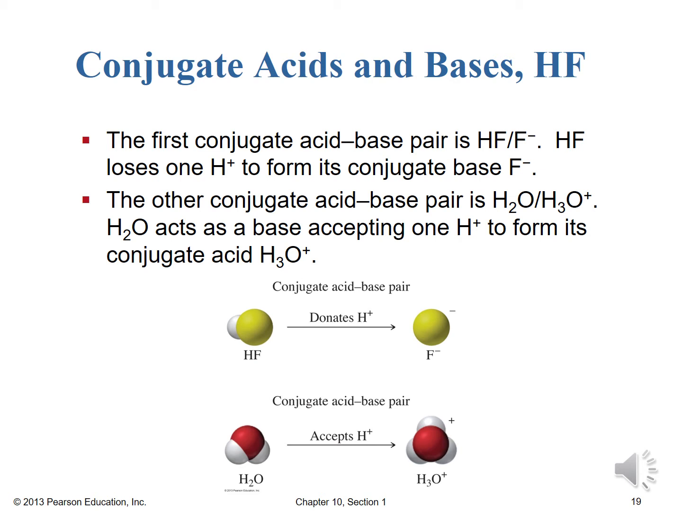So the base, the Bronsted-Lowry base H2O in the forward direction, its conjugate H3O plus is the Bronsted-Lowry acid in the reverse direction. So we have conjugate acid-base pairs. If it's an acid on one side, its conjugate is a base on the other. If it's a base on one side, its conjugate is an acid on the other.